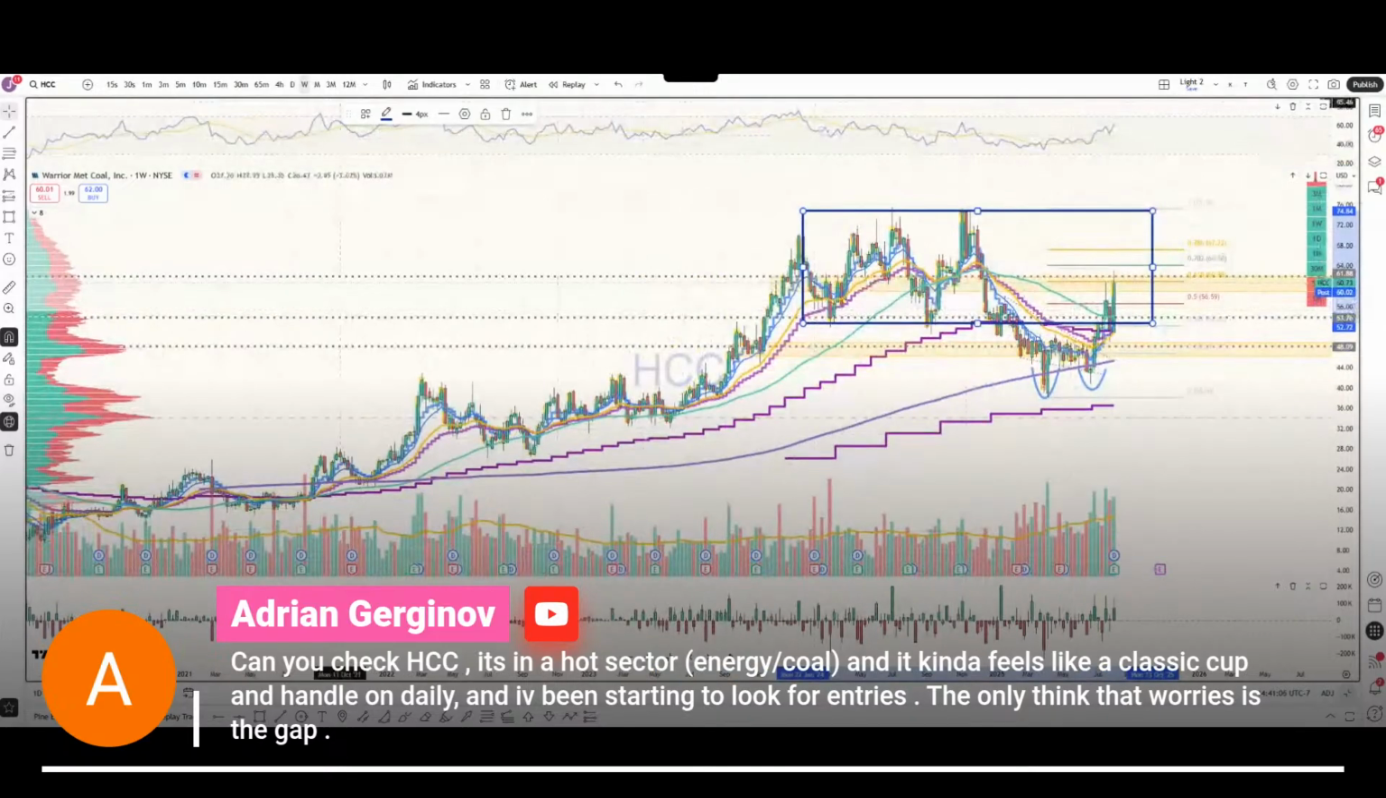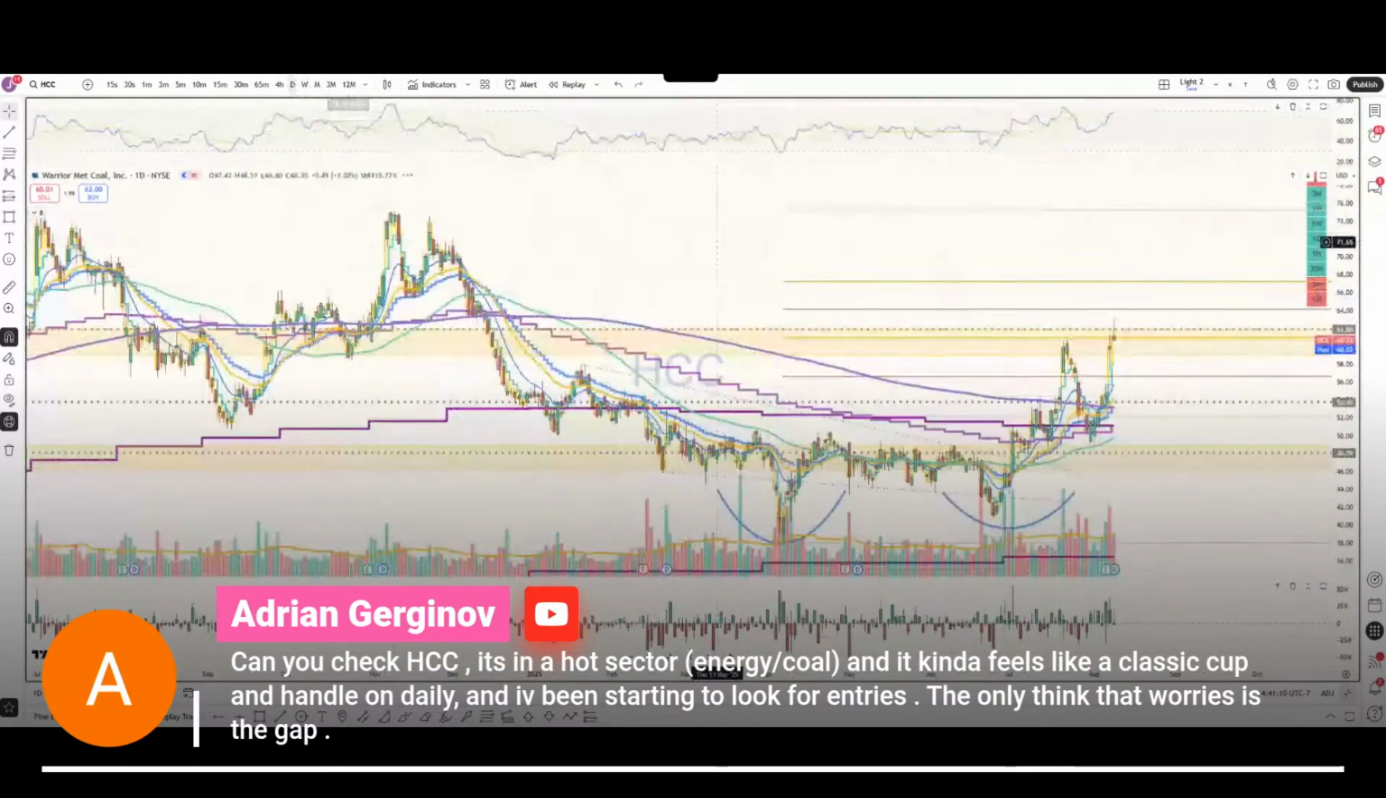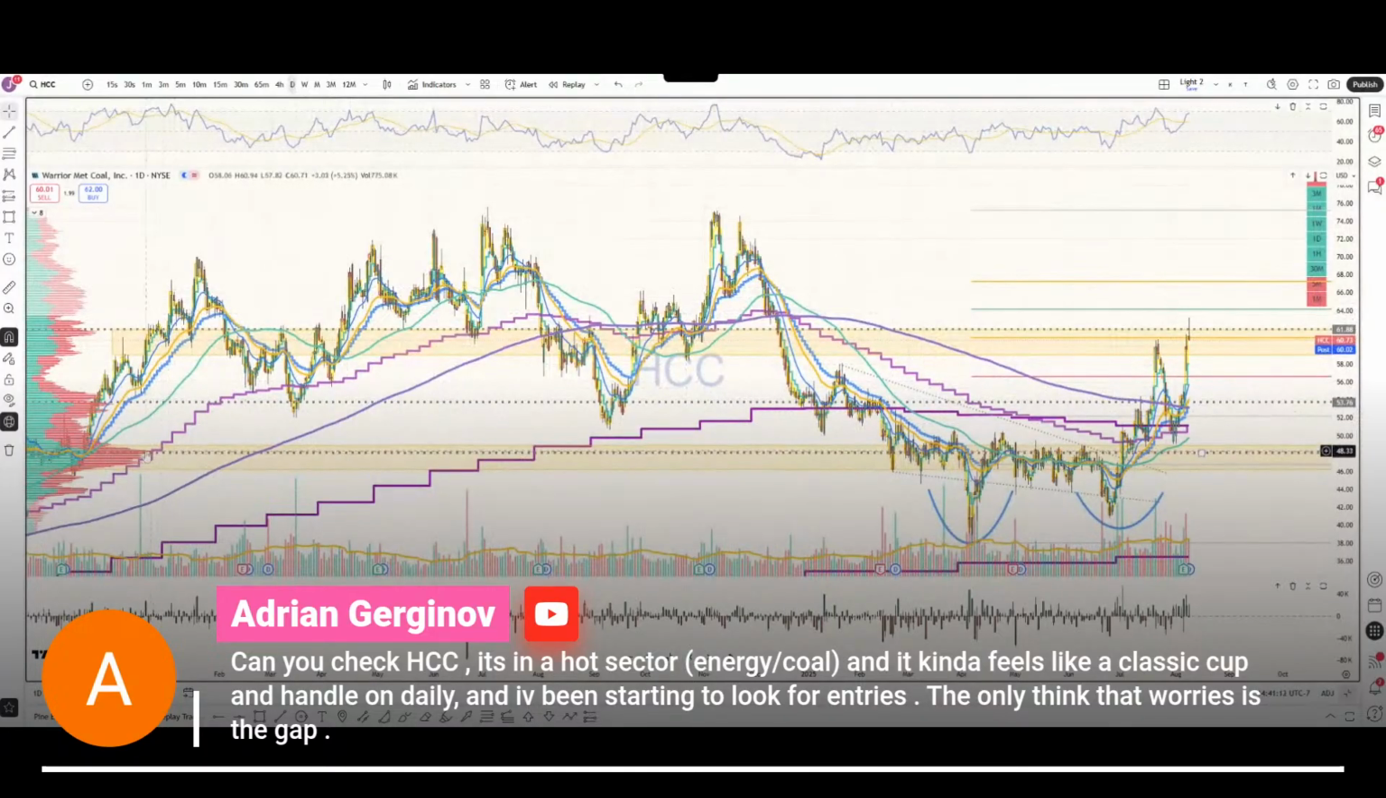So we did get the first move that I was looking for, which was essentially a high volume node to high volume node. So right here, I wanted it to tag up here and digest, and then maybe backfill a little bit, which it actually backfilled completely. Man, I wish I could have gotten long right off that backfill. But then, okay, we have the big base. We push up to the first base. We retest the base.